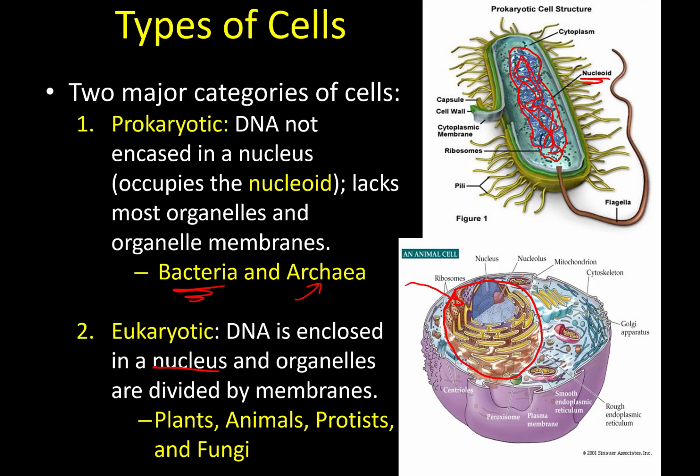Eukaryotic cells also have complex organelles that are divided up by membranes and are in many cases just made of membranes. Organisms that have eukaryotic cells are all within domain eukarya, which we have discussed before. And that domain can be broken down into these kingdoms: plants and animals, protists, and fungi. All of those groups have eukaryotic cells.